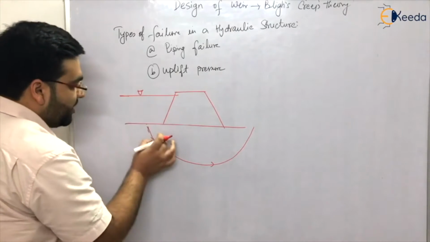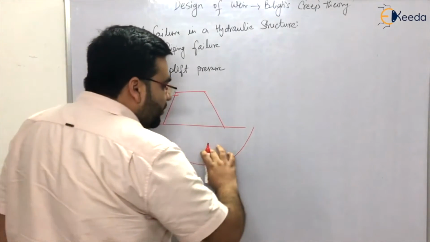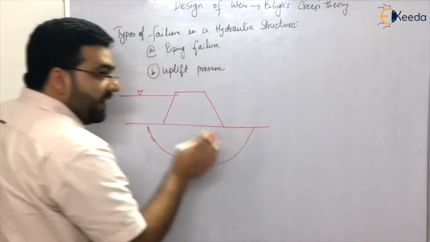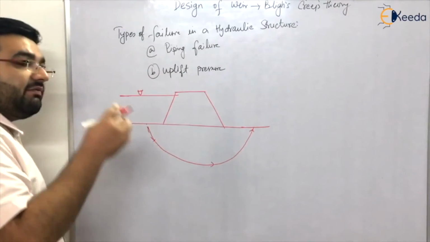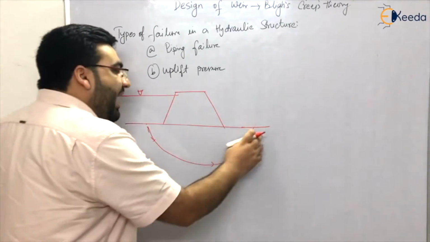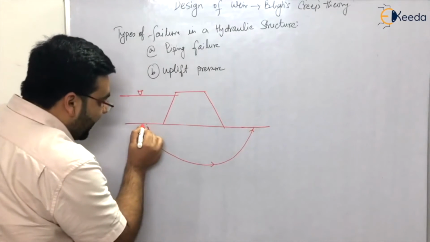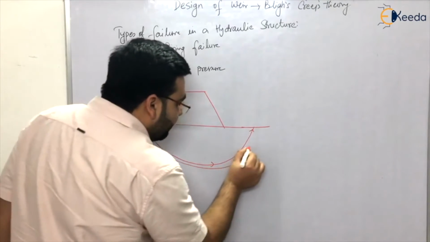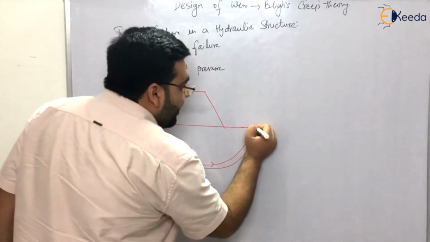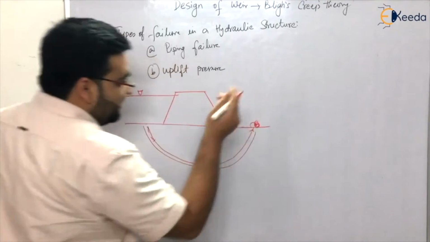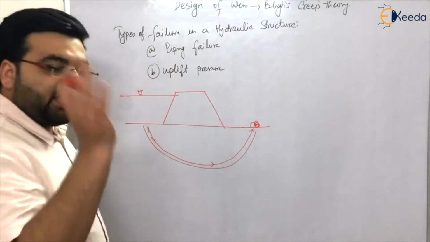So we have high pressure, and if the soil is permeable, the water will percolate in the soil and slowly travel. But if the exit gradient has a very high value, a pipe type of failure will occur. Piping action will be there, and there will be a boiling condition at the exit. Boiling means the soil will come out.